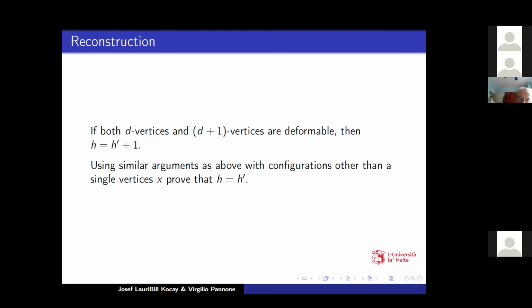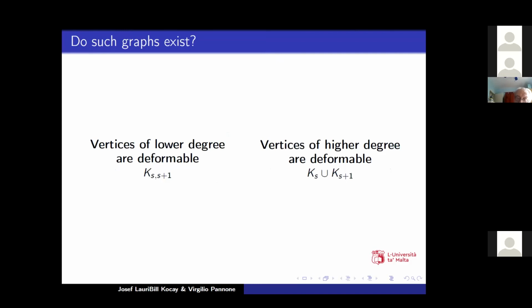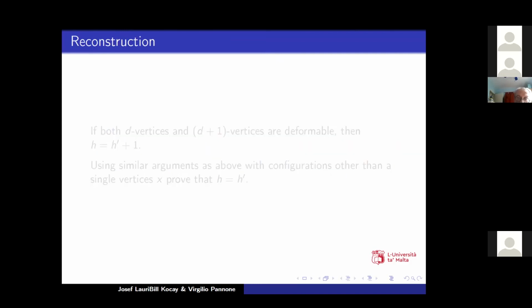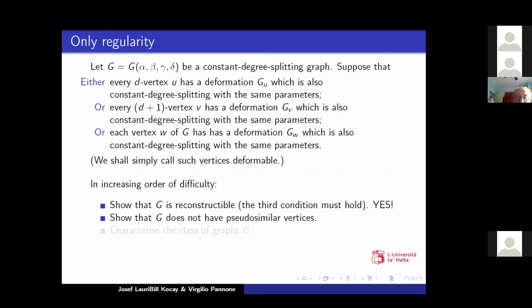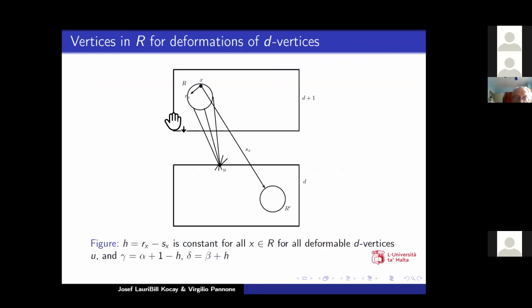What about, therefore, graphs in which only these are deformable, or only these are deformable, only the vertices of degree D or the vertices of degree D+1? Do we have examples?